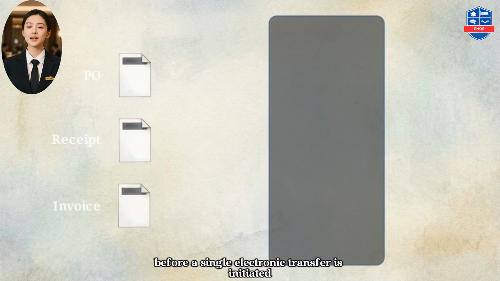Before a single electronic transfer is initiated, the AP system deploys a primary automated defense mechanism. The operational challenge is straightforward. We must structurally guarantee that the hotel only pays for exactly what it ordered and exactly what physically arrived. The solution is a tripartite control mechanism known as the three-way match integration.